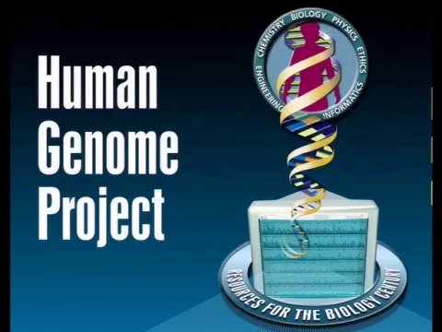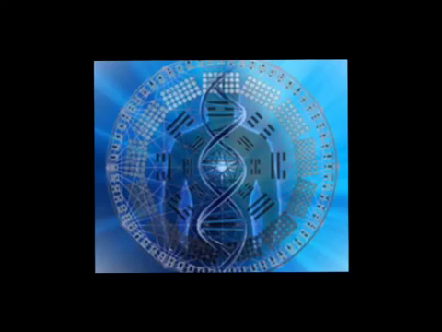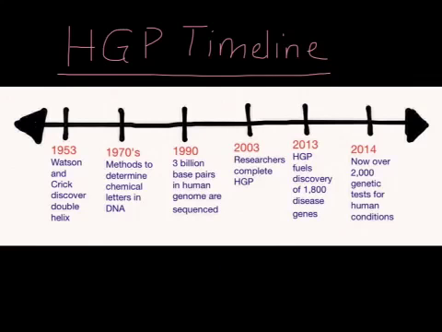The Human Genome Project is an international scientific research project with the goal of determining the sequence of chemical base pairs which make up human DNA, and identifying and mapping all the genes of human genomes from both a physical and functional standpoint. The Human Genome Project gives us the capability to read nature's complete genetic blueprint for building a human being. This is a timeline of the Human Genome Project.